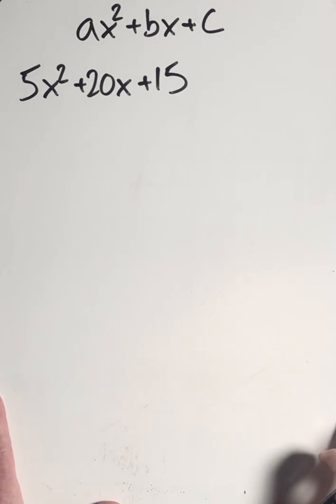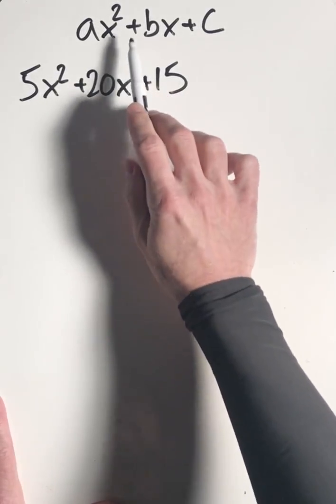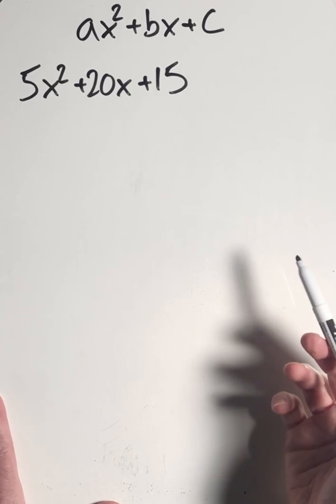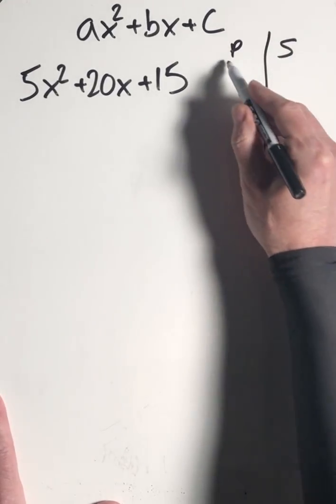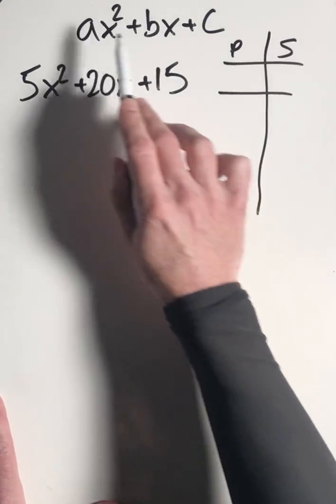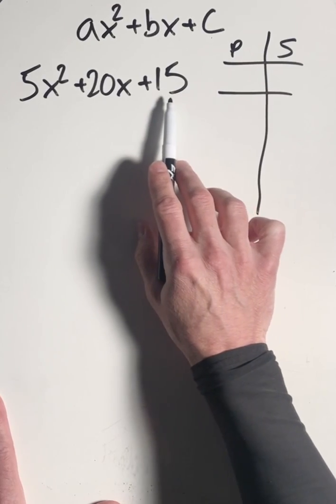We'll now look at a second example of factoring a trinomial in the form ax squared plus bx plus c. We're going to make a product and sum chart. The product is always going to be a times c, or in this case, 5 times positive 15.